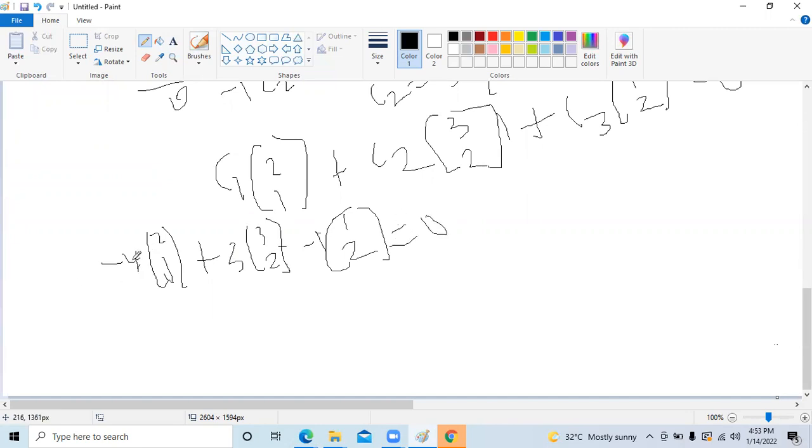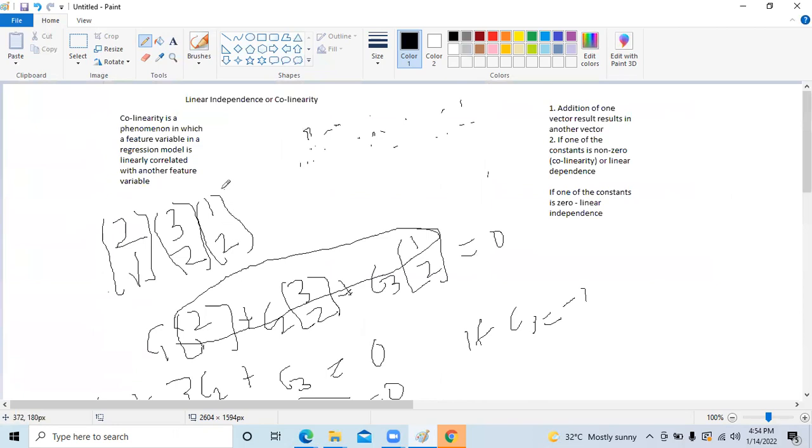So let's take the first hyperplane. Minus 4 times 2, that's minus 8. Plus 3 times 3 is plus 9, minus 1. So this minus 9 gives us 0. Minus 4 times 1, that's minus 4. Plus 3 times 2, that's 6. Minus 2, that's minus 6, minus 6 equals to 0. So this shows what? So these three vectors are linearly dependent. They show co-linearity.